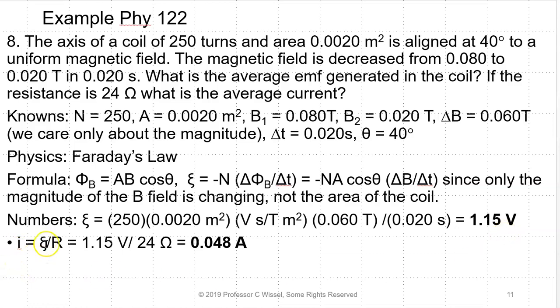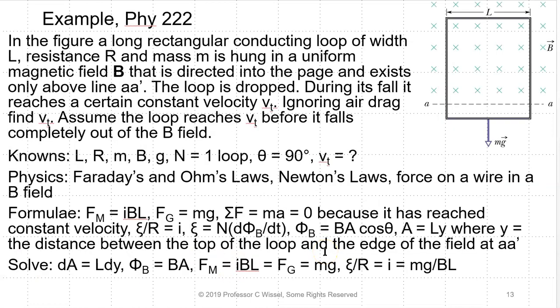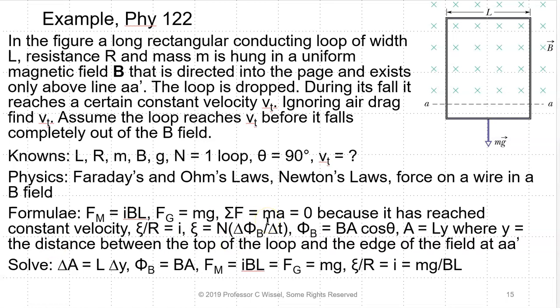The current is just the EMF over R, or 1.15 volts divided by 24 ohms, or 0.048 amps. So 48 milliamps and 1.15 volts. If you're a Physics 222 student, you should be on slide number 13. If you're a Physics 122 student, please skip ahead to slide number 15.